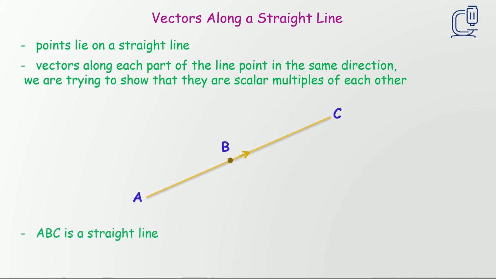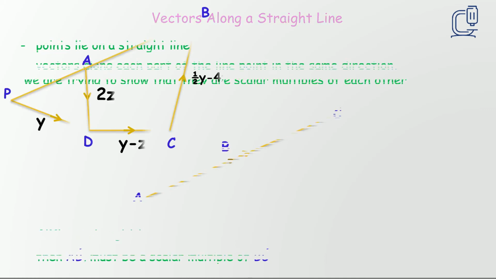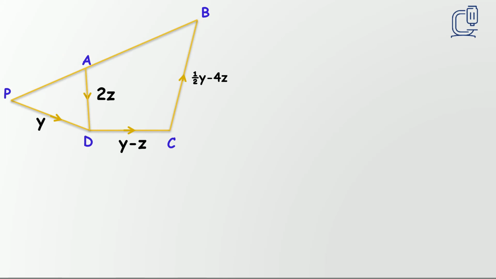So in this example, if ABC is a straight line, then AB must be a scalar multiple of BC, as they are in the same direction. So put simply, if you multiply AB by a number or a scalar, you can create the length BC. Let's go through an example question.